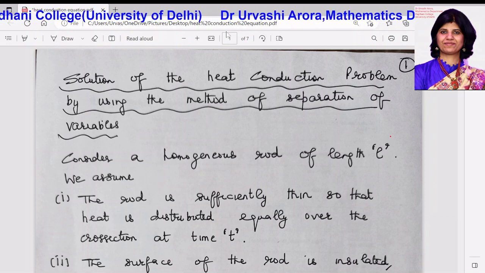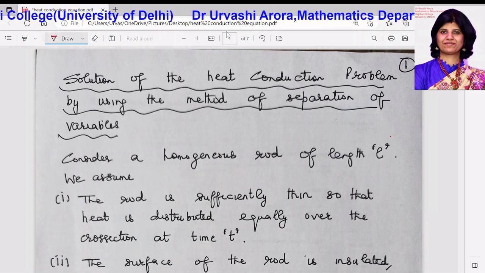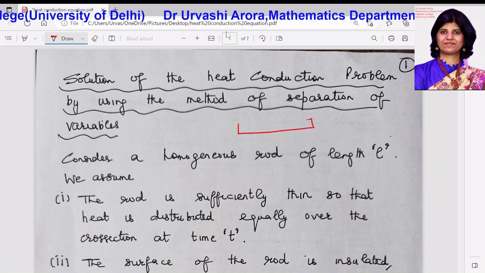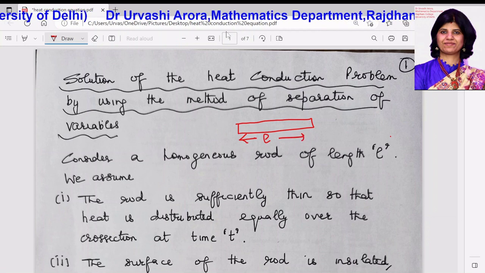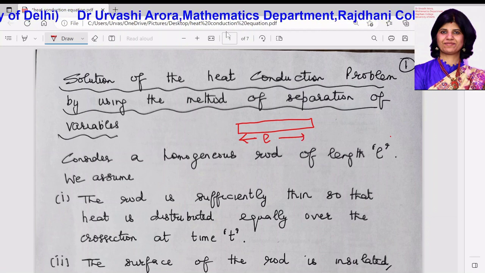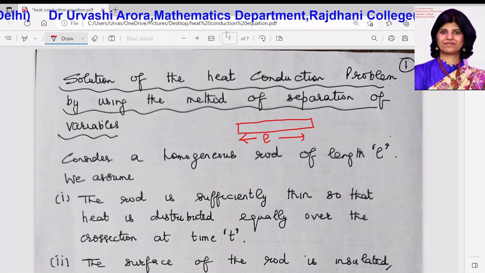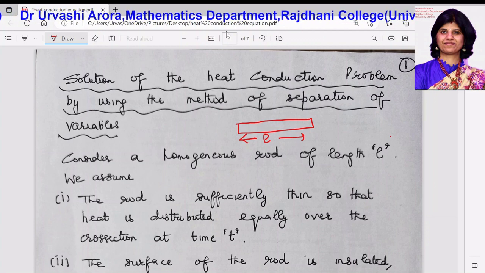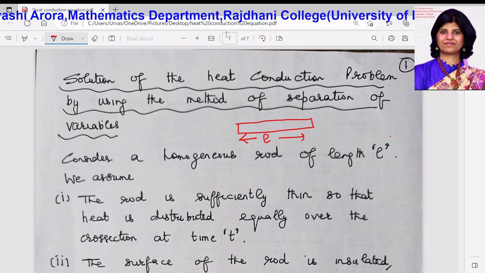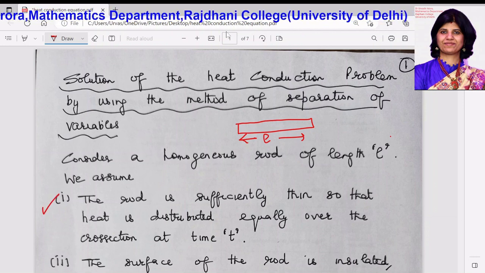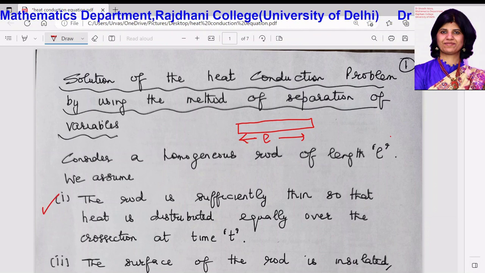So in the heat conduction problem, we consider a homogeneous rod of length L. So this is a rod of length L, and we are supposing that the rod is homogeneous, which means that the composition of the rod is uniform throughout. The material out of which the rod is made, that is the composition of that material, is uniform throughout the length of the rod.